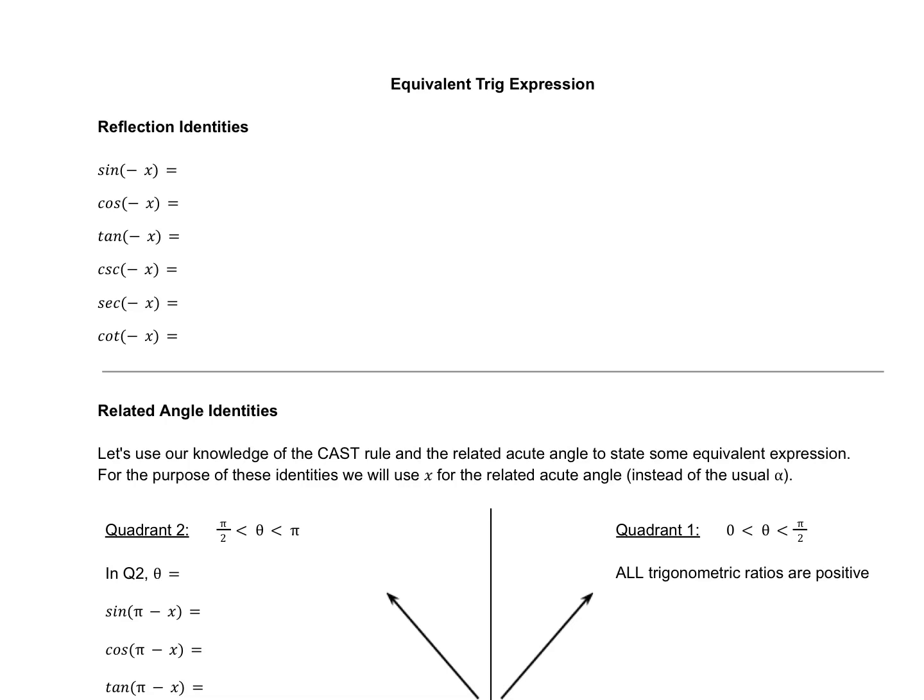In this video, we will be looking at equivalent trig expressions, and specifically, we will be looking at reflection identities, related angle identities, and cofunction or correlated angle identities. So we're going to start with our reflection identities.